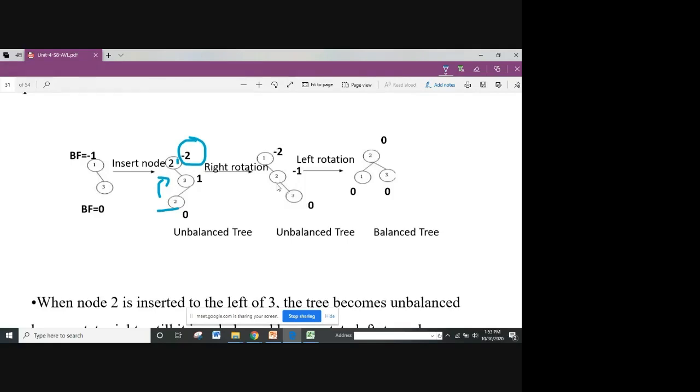When you rotate, please be careful. For example, if by mistake you put 3 this side, you can easily check it is not satisfying the binary search tree condition, because 2 is smaller than 3. 3 should be on the right side of 2. So immediately erase it and put it in the right place.